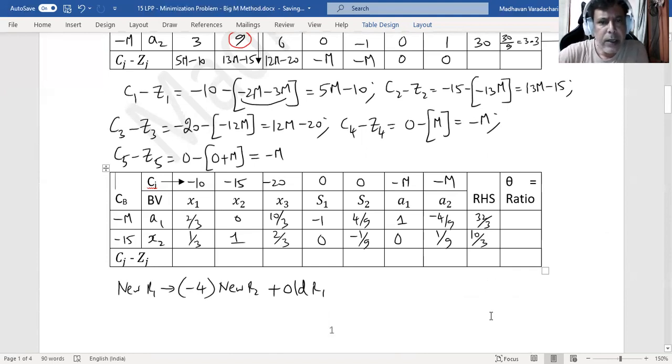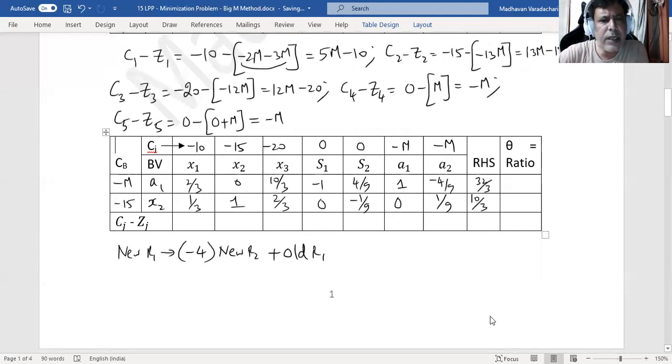Yeah. Okay. Now, let's calculate the Cj minus Zj value. As already discussed, whatever basic variables which are occurring, there I can go and write it as 0. First one is A1, so I can write here 0. And then X2, I can write here 0.